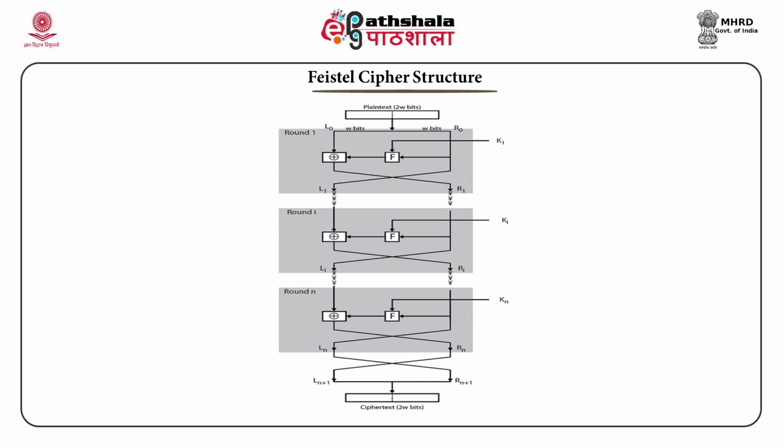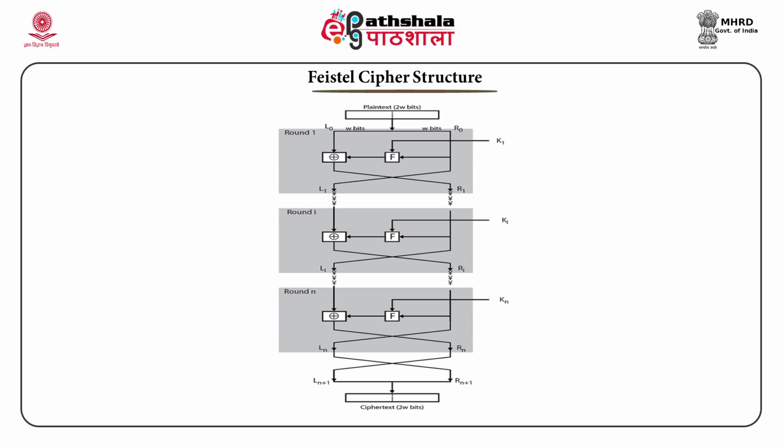The structure says in round 1, you apply a function with the key and the right half of the plain text as input and generate an output. Take an exclusive OR of that output with the left half of the input, and that would be the right half of the first round. The right half of the 0th round is copied to the left half, and that generates the left half for the next round.